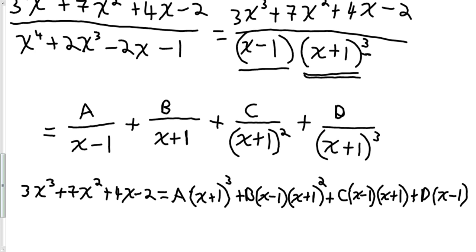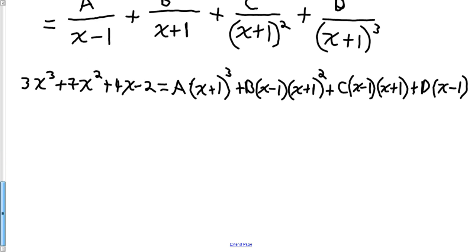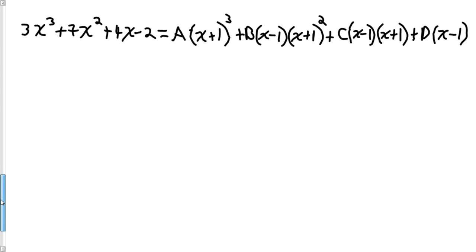All right, so when you clear the fractions, you get this resulting equation. What we're going to be charged with is finding A, B, C, and D, which are the numerators of our four partial fractions, respectively. So what we're going to do here is use the trick that we used last time.